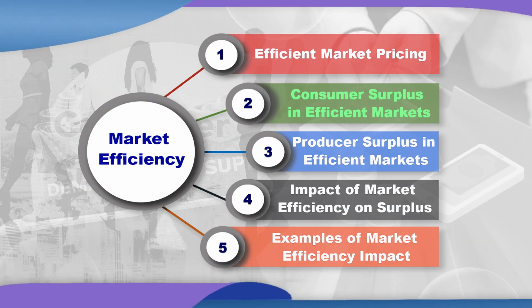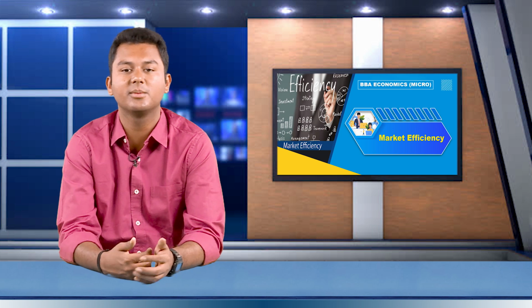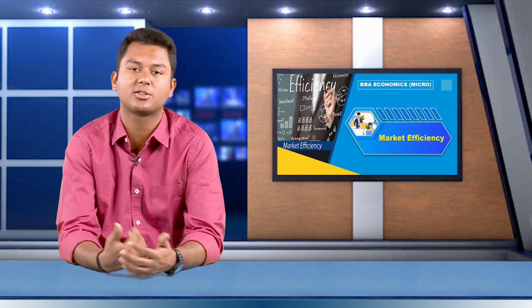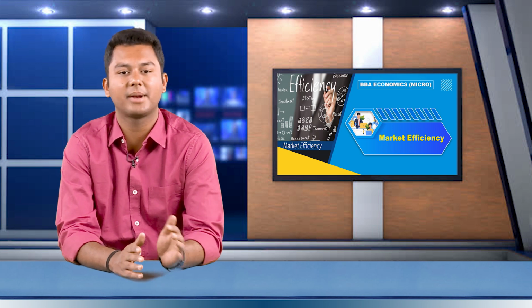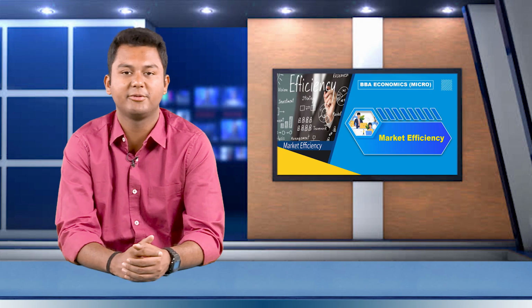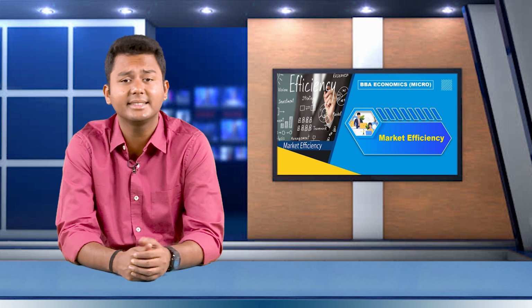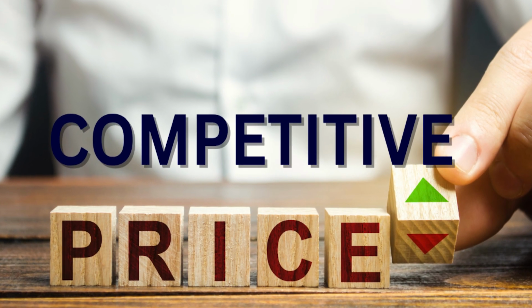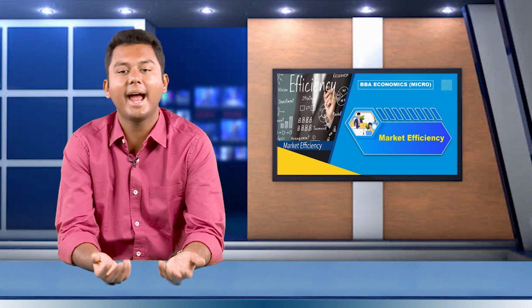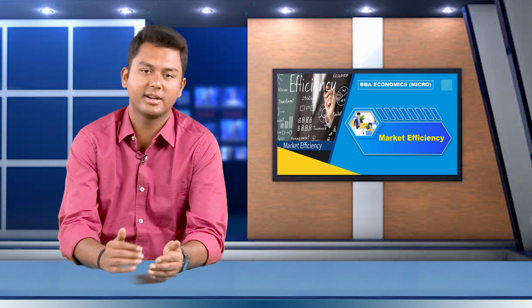Moving on to the next aspect, that is consumer surplus in efficient market. Consumer surplus, as we have seen, represents the difference between what consumers are willing to pay for a product and what they actually pay. In an efficient market, consumer surplus is optimized as prices align closely with consumer preferences and the perceived value of goods and services. Efficient markets tend to maximize consumer surplus by ensuring that products are priced competitively, promoting consumer choice and preventing monopolistic price gouging, meaning price discrimination.